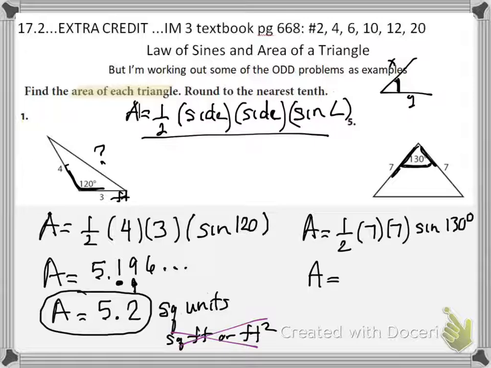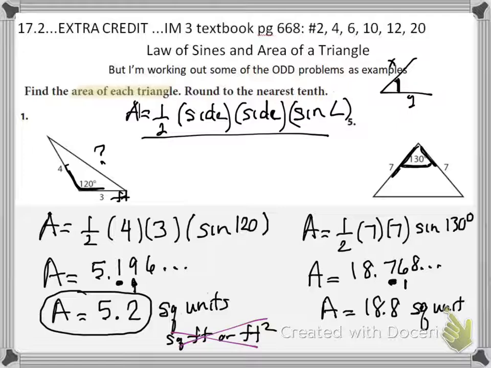The second example here, when I put that into my calculator, I end up with 18.768 forever. 18, I need one place past the decimal, but again, the digit that's in the hundredths place, 2 spaces over, is 5 or larger than 5. I'm going to make this up to 18.8. And again, that's 18.8 square something. If they didn't tell you what kind of something, it's okay with me if you just write the number. But some teachers are going to be picky and ask you for square units.